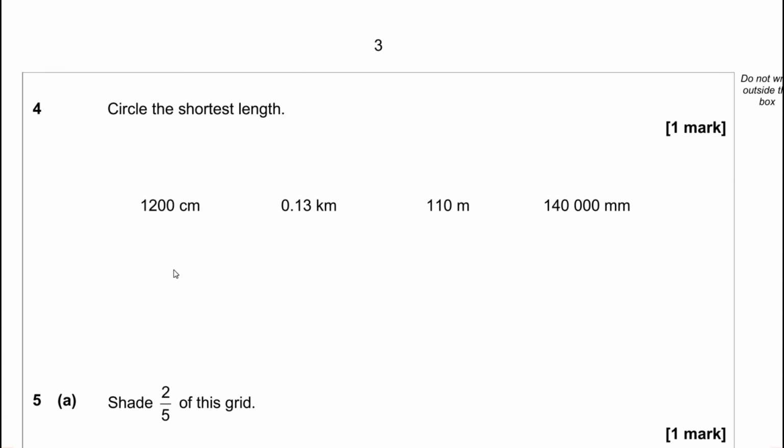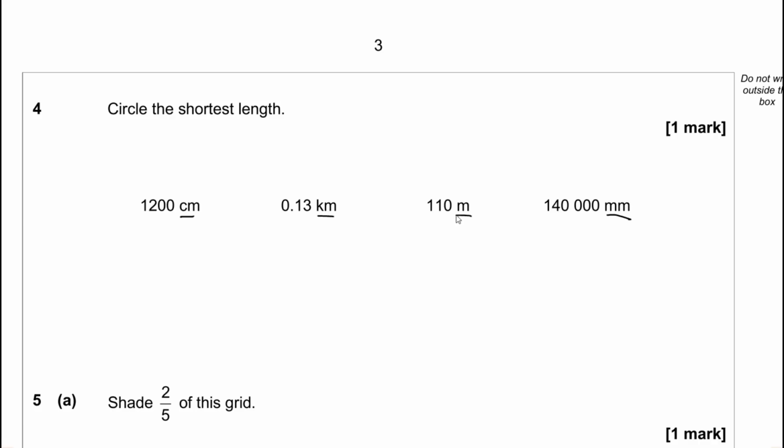Continue with question 4. Circle the shortest length. Well, they're in different units, so we can't just see the numbers. Let's make them into the same unit first. So we have centimeter, kilometer, meter, and millimeter. We have very big unit, very small unit. Let's just use the one in the middle. So let's make everything into meter.